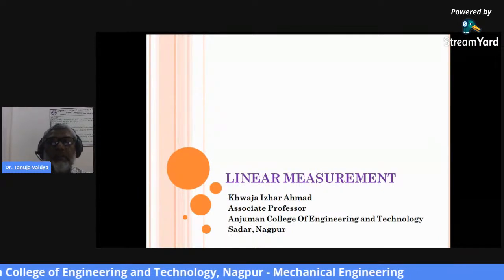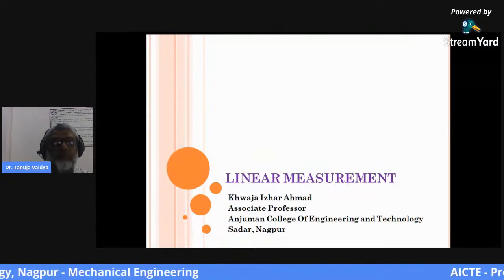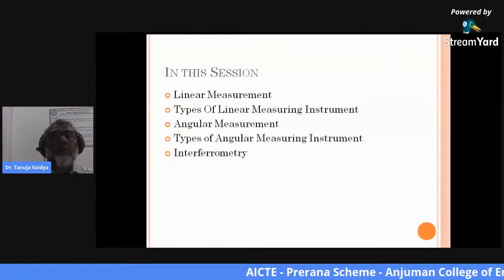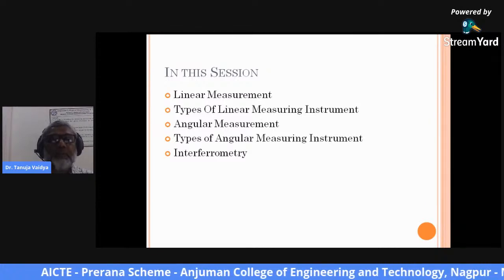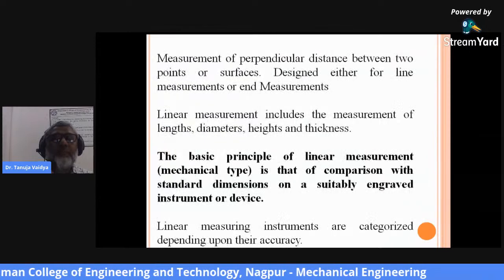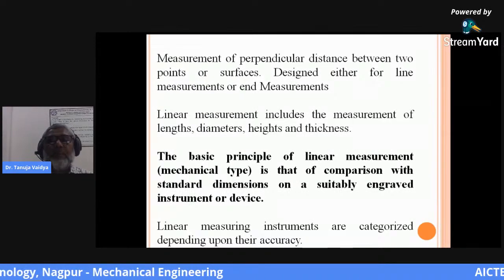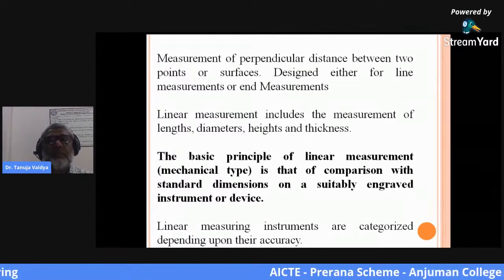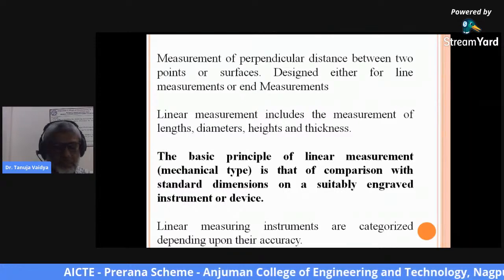Myself, Khwaja Ahmad. Today we are going to discuss linear measurements and types of linear measuring instruments, angular measurement, types of angular measuring instruments, and last, interferometry. As we know, measurement of perpendicular distance between two points or surfaces is very important in this scenario of interchangeability.